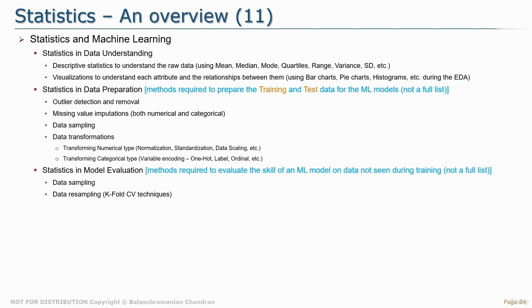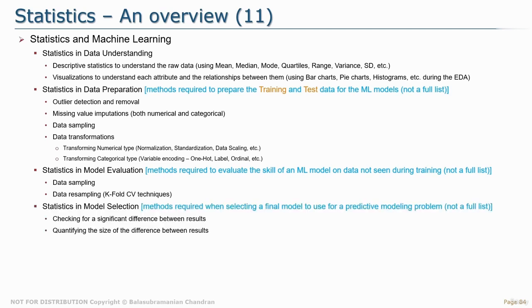Statistics in model evaluation, that is methods required to evaluate the skill of an ML model on data not seen during training, or data sampling, data resampling, that is k-fold cross-validation techniques. Statistics in model selection, that is methods required when selecting a final model to use for a predictive modeling problem, or checking for a significant difference between results, quantifying the size of the difference between results.